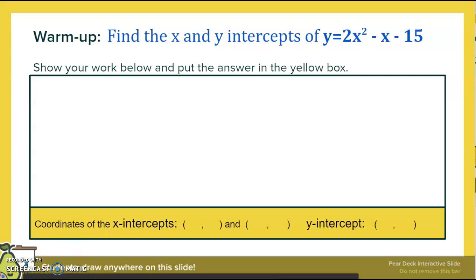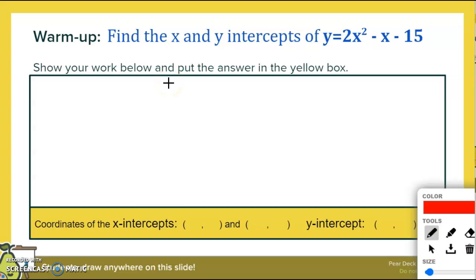Okay, I'm going to assume that you had a chance to do this. So how do we solve this? y is equal to 2x squared minus x minus 15. First thing I'm going to do is find the x-intercept. We're going to use the fact the x-intercept always has the y value of 0. The x-intercept is always going to be some number, comma 0. So that means I am going to substitute 0 for y, so it becomes 2x squared minus x minus 15 is equal to 0.